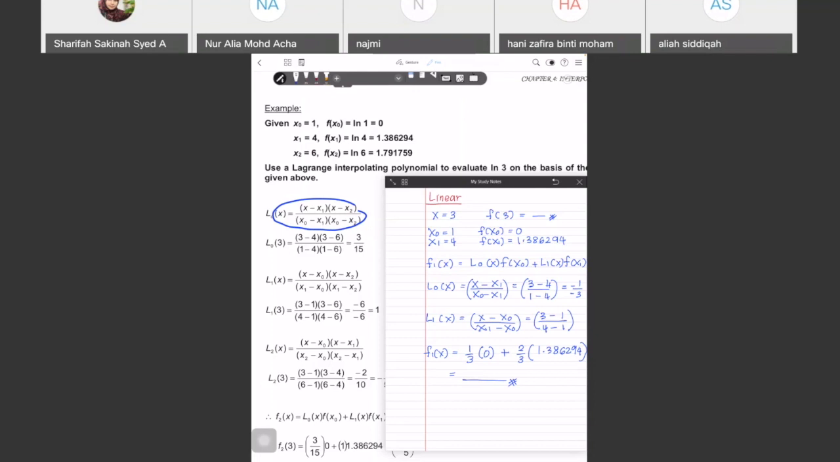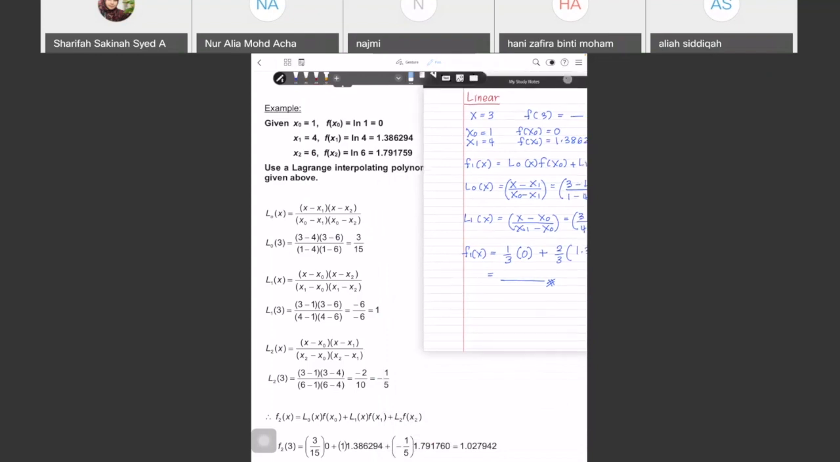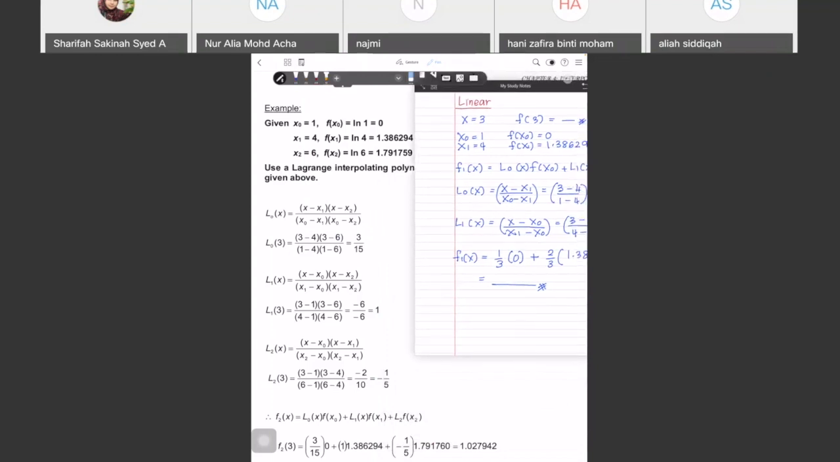Okay, I move to the next. We want to see the quadratic. I just put your linear over here, so at least you can see the continuity. Now we move to the quadratic interpolation. In quadratic interpolation, you need 3 points. So you have here x0, x1, x2, fx0, fx1, fx2, 3 points.